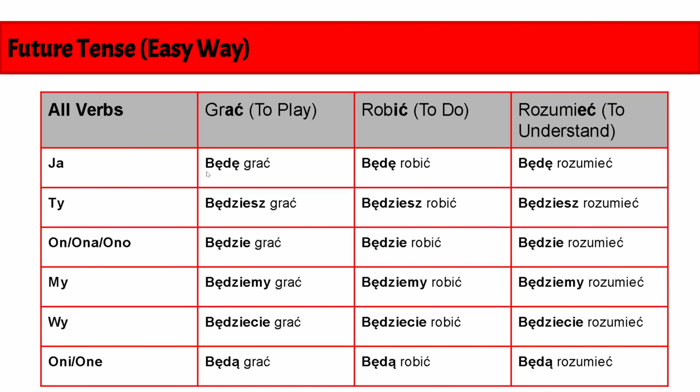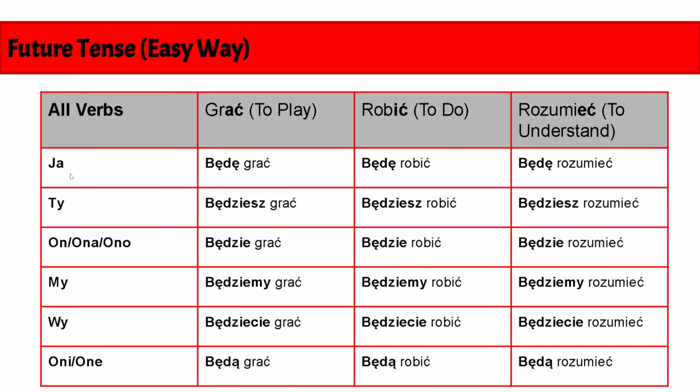Będę is the ja future tense of the verb być, but again, grać just stays the same as it is. And the reason that works is because in Polish, if you have two verbs side by side in a sentence, you only ever have to conjugate the first one. The second one will always stay in its infinitive. And since być is a verb, right, and we're conjugating it in the future tense, grać, robić, rozumieć, and every other verb can just stay in its infinitive, making it a lot easier.